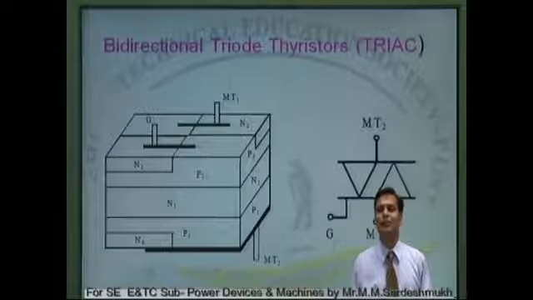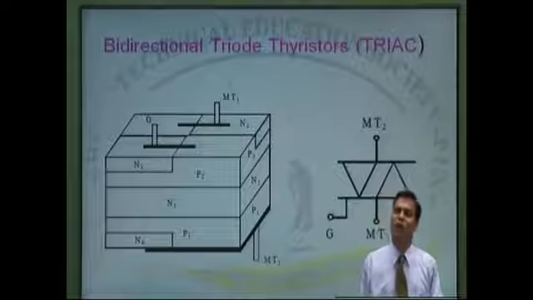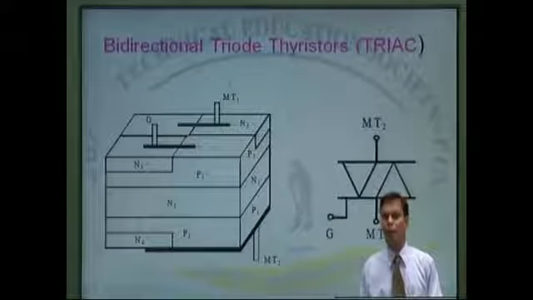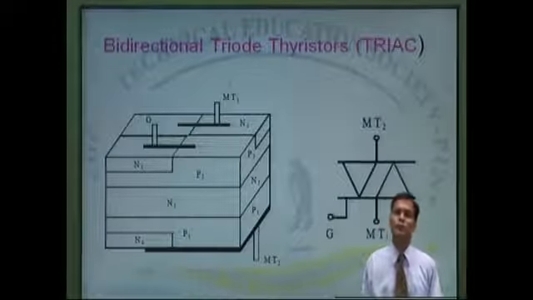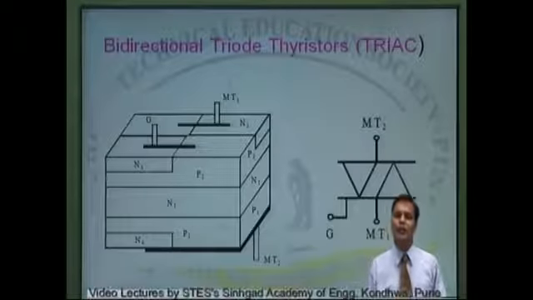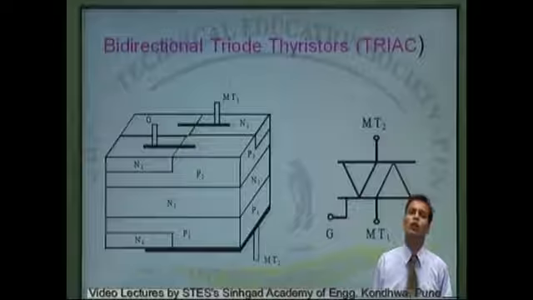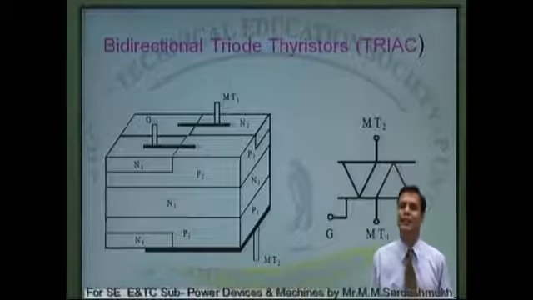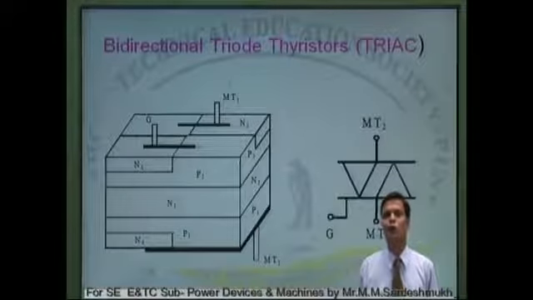So this is nothing but the construction of a triac which can operate in both the directions, that is positive as well as negative direction. So operation in quadrant number 1 and operation in quadrant number 3 is possible in case of triac, which was not true in case of silicon controlled rectifier.